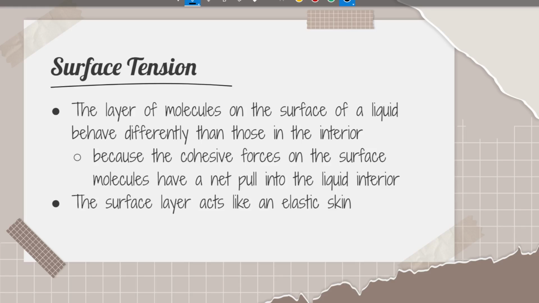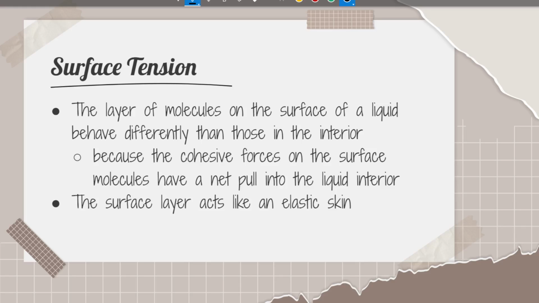So we have another topic called surface tension. Essentially, surface tension is the layer of molecules on the surface of a liquid, and they behave differently than those in the interior. That's because typically there are going to be attractive forces, since these substances are polar, or ionic compounds, or metallic compounds. There is an attractive force that creates a bubble.